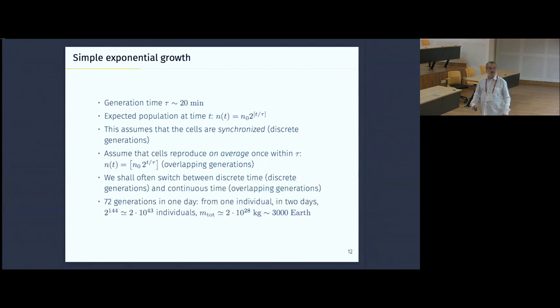So let's make a back-of-the-envelope calculation. You have 72 generations in one day, if we could keep the exponential phase for that long. What would we have? From one individual, in 2 days we would have 2 to the 10 to the 43 individuals, and this is a mass of 10 to the 28 kilograms, which is 3,000 times the mass of the Earth. So that means that, I mean, it's not possible.